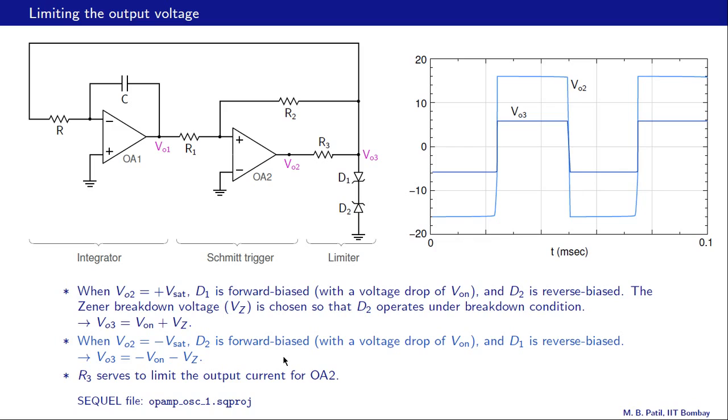Alright, now let us look at the purpose of R3, and that is to limit the current that we draw from this second op amp. What is the voltage that is appearing across R3? It is the difference between VO2 and VO3, either that or that, and we can calculate R3 so that the current that we draw from OA2, the second op amp, is within its current limits. Here is the circuit file. You can simulate this circuit and take a look at the results.